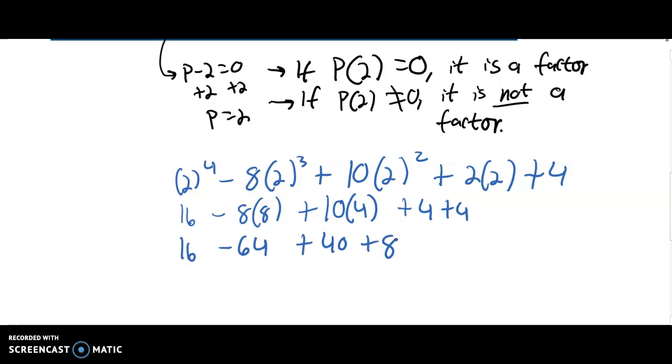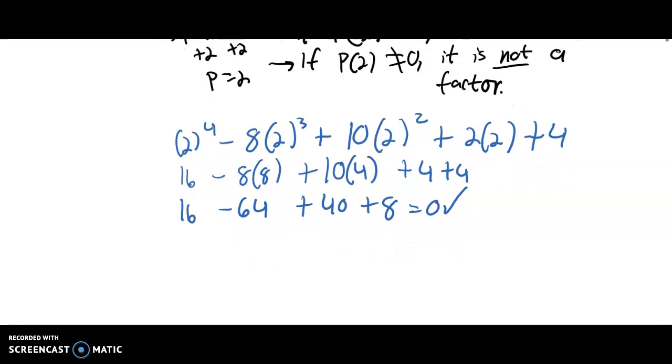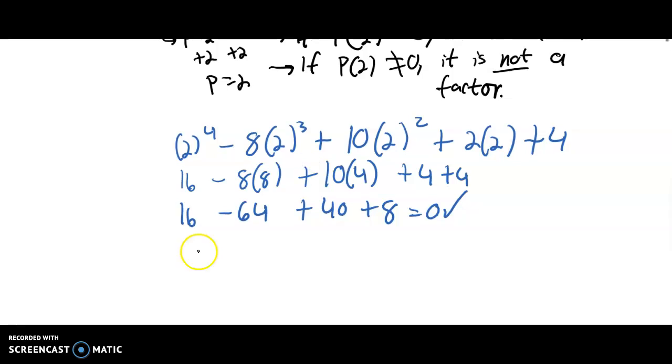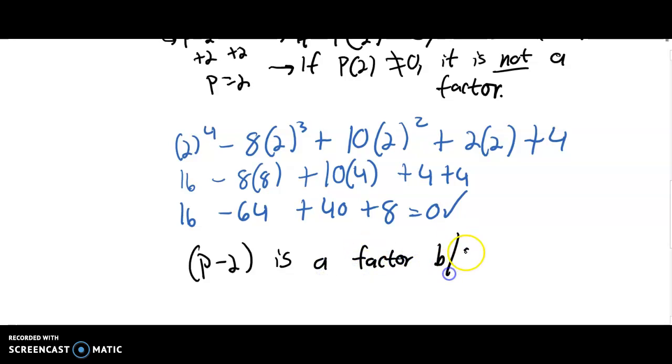and we crunch these numbers now, and we do get 0. So our final answer is p minus 2 is a factor because p of 2 equals 0. That is our final answer.